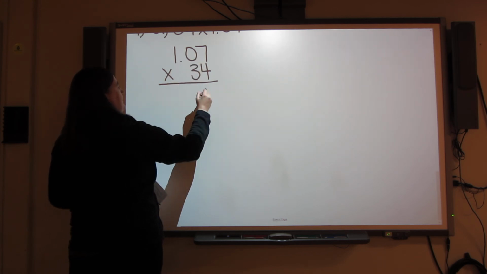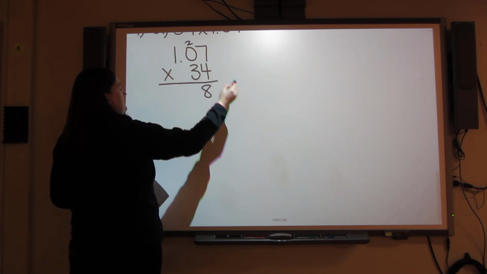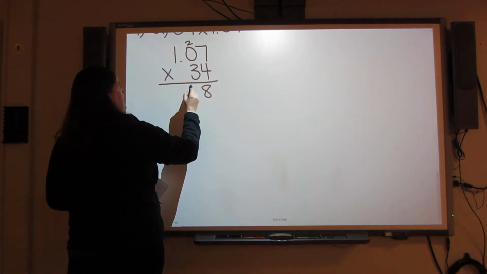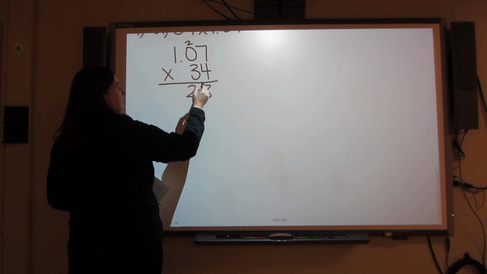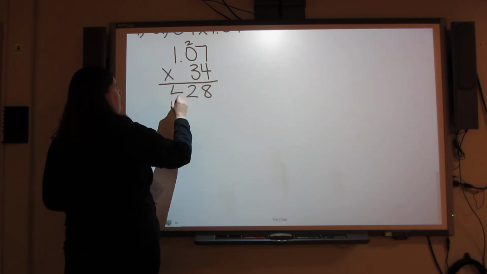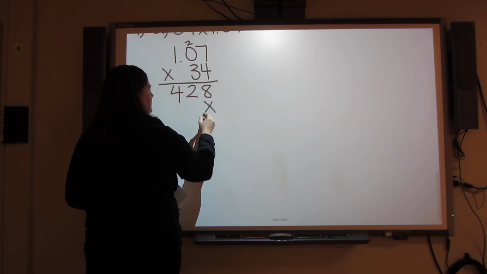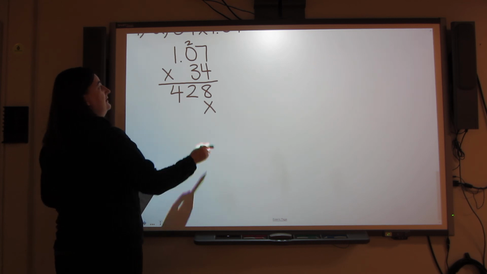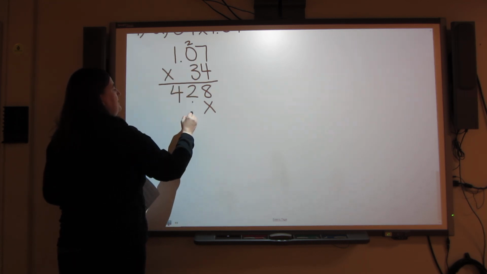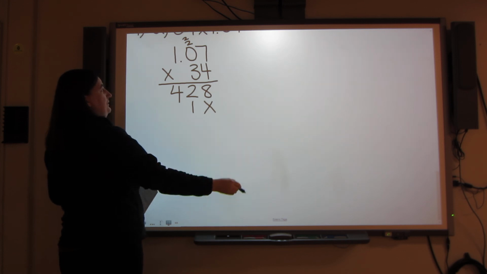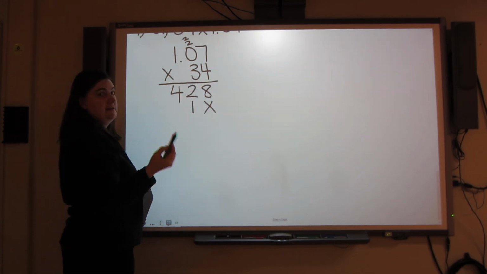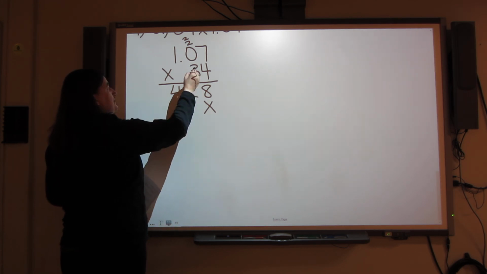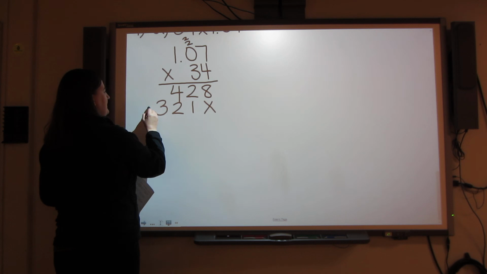4 times 7 is 28, carry the 2. 4 times 0 is 0, plus the 2 that I carried is 2. 4 times 1 is 4. Then I put an X so that my 3 answers will start under the 3. 3 times 7 is 21, carry your 2. 3 times 0 is 0, plus the 2 that I carried is 2. 3 times 1 is 3.